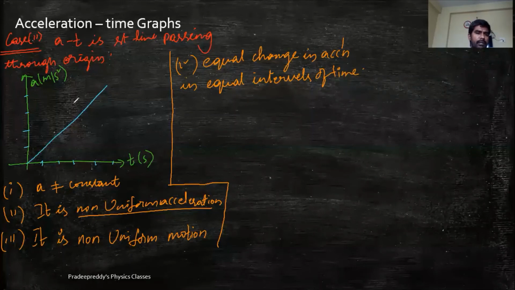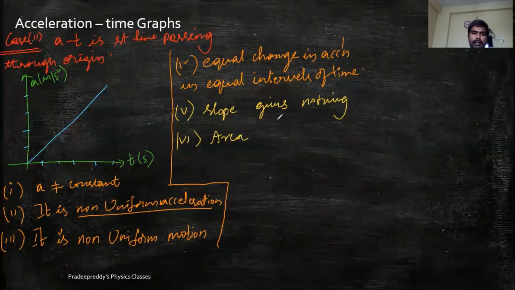Of course, you can tell that it is non-uniform motion and all these things. But here we don't have any use with slope. If there is any use with slope, then you can get a lot of information. But here it is useless. Slope gives nothing. And if you calculate the area, area gives change in velocity. So as acceleration is increasing with respect to time, it means that velocity is also increasing with respect to time. Area gives you change in velocity and slope gives nothing.